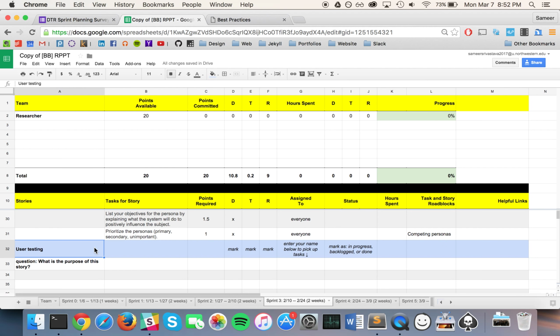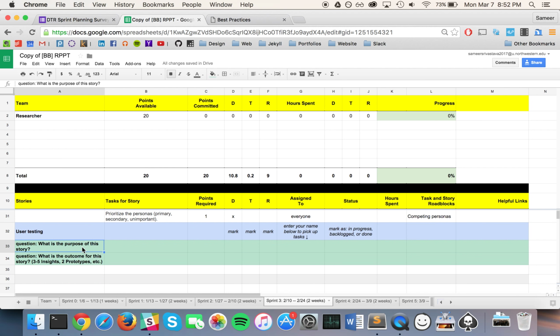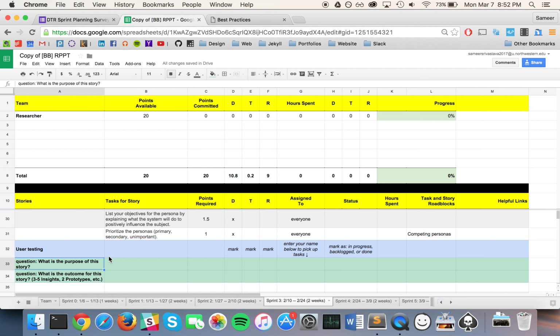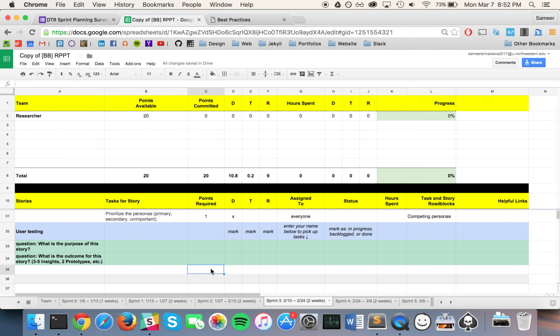So the two questions are, what is the purpose of the story, to make sure the story makes sense, and then what is the outcome of the story. So really knowing what your deliverable is at the end of the story. We also added a column that says points required. So if you were 4 points, nothing would happen, but if it was 5, it would turn red to tell you might need to break it down, or that's a lot of points. And then task and story roadblocks we also added.